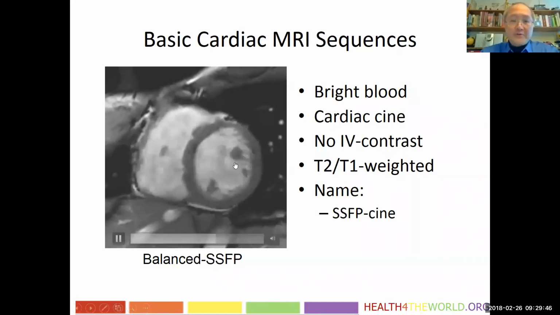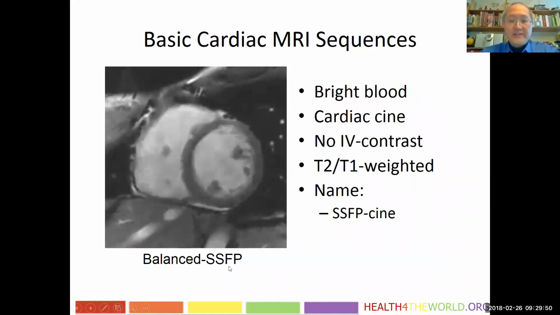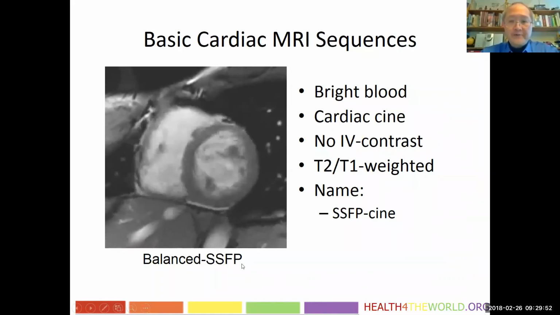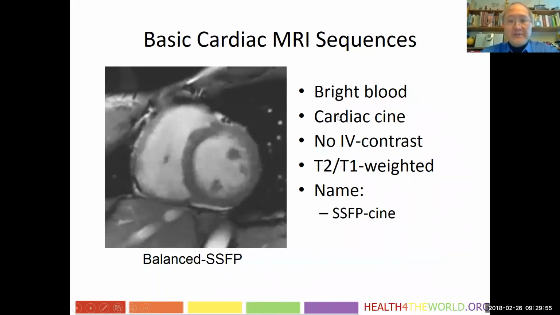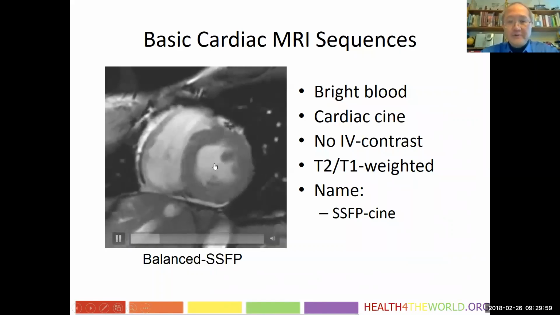So the workhorse of cardiac imaging in MRI is the balanced SSFP sequence. The SSFP part stands for steady-state free precession. Typically, this sequence shows the blood as bright. You can see the inside of the ventricles, the right and left ventricle, with this short axis plane.